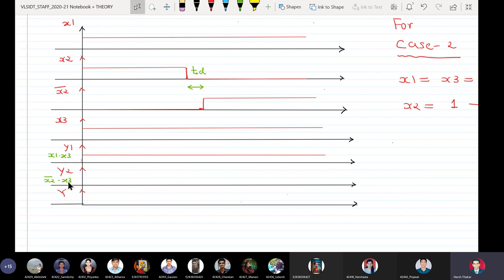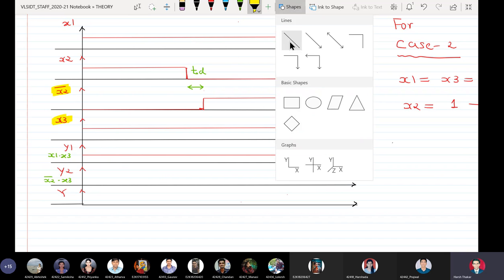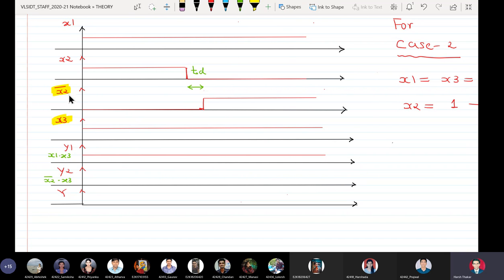Now y2 is x2 bar and x3. So basically it's ANDing between this and this waveform. So it's very simple again. So x2 bar and x3: till this point it will be 0 and then it will become 1.